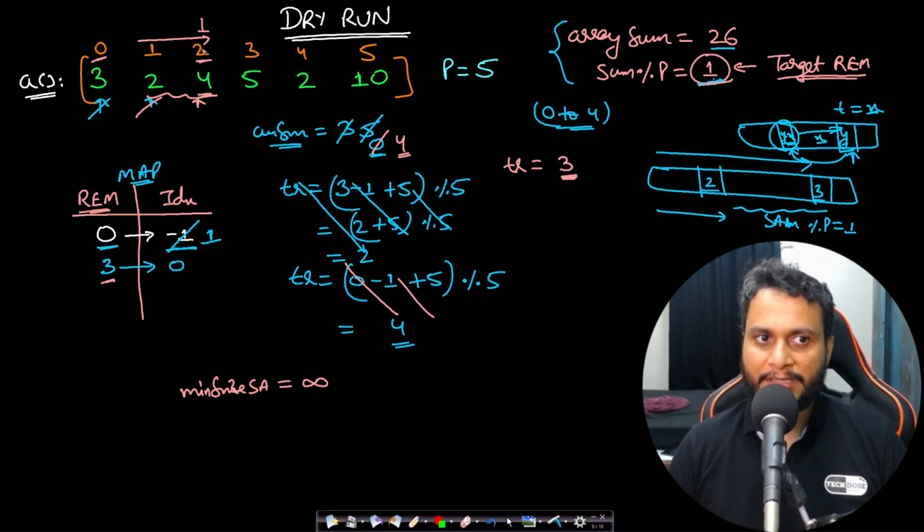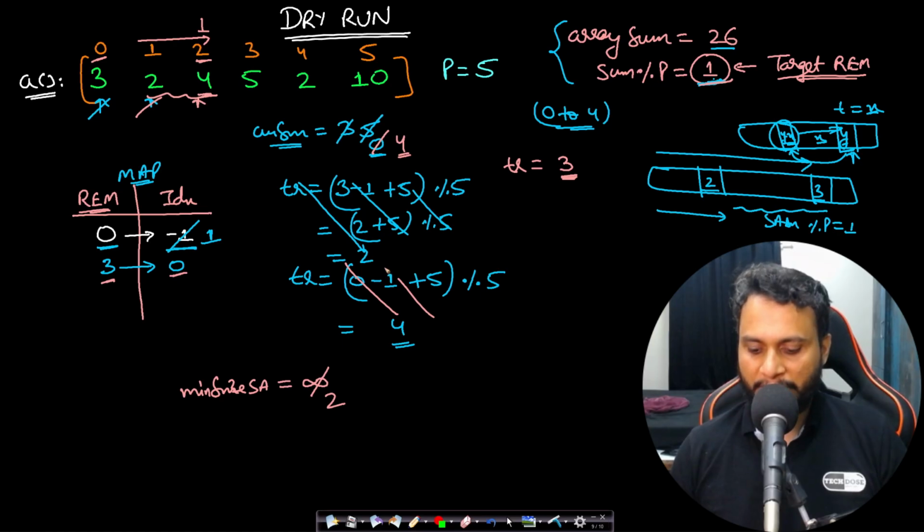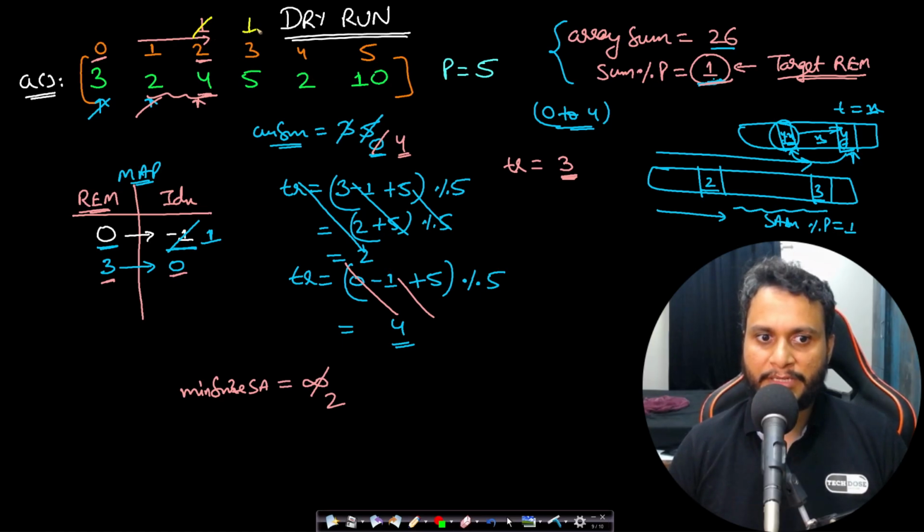So what is the size? The current index 2 minus this 0, which is 2. So 2 is smaller. Let's update this to 2. I think you have understood this. So after that, we will proceed. Before proceeding, definitely we have to make this entry. So we have seen this current sum remainder 4 at index 2.